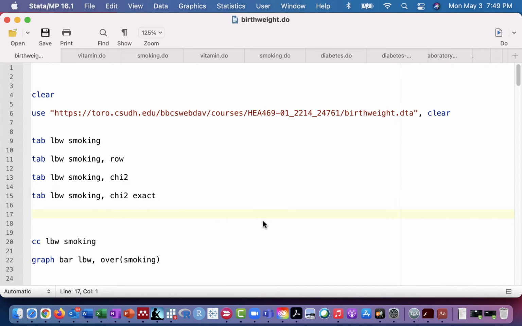This is the do file that I posted in the Blackboard folder for the week. So we always save the data to courses slash HEA 46901, and so on. There's a website that sits out there at the university website that's linked through Blackboard, and that's where I store all the data sets. So this week it's called birthweight.dta. So .dta, that's the extension for a Stata data set.